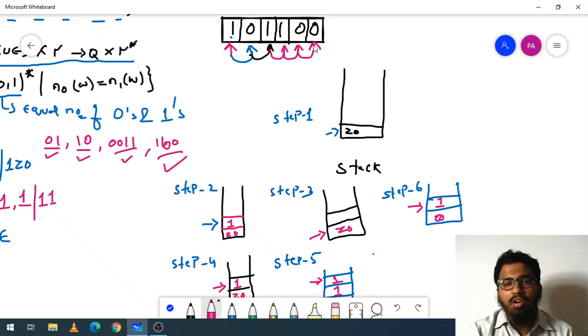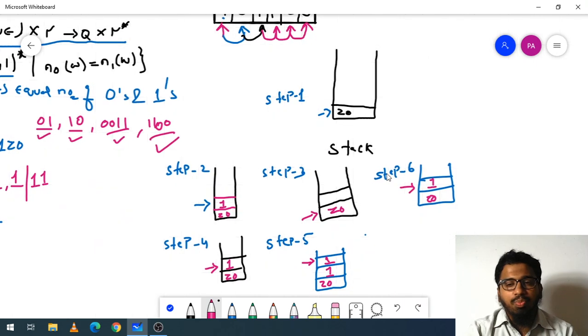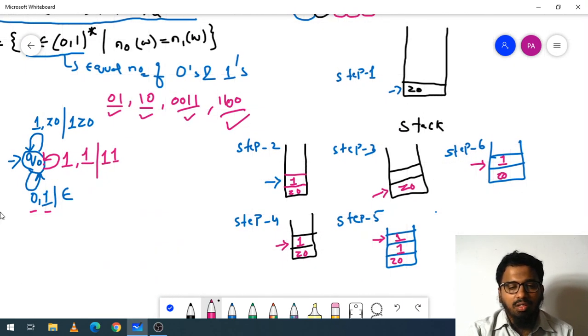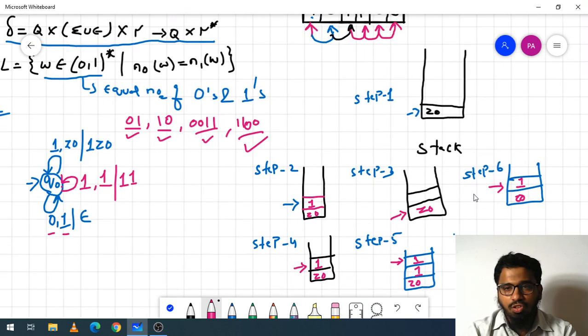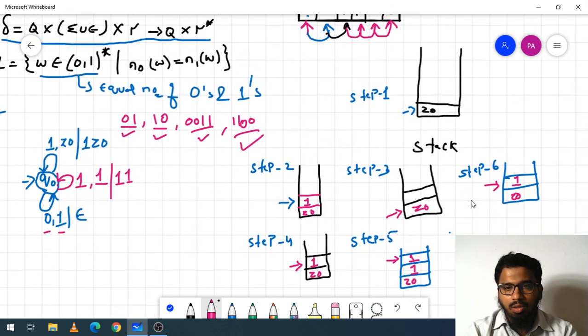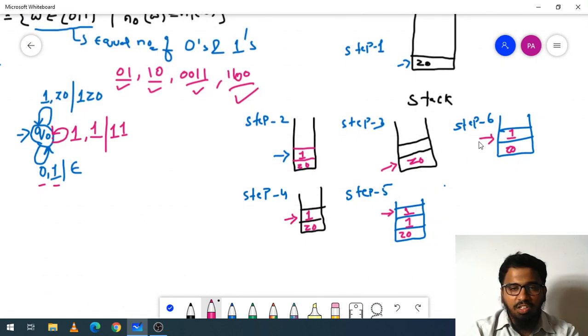Now the next header is moved to the 0. So when we have 0, same thing, 0 comma 1, and the top of the stack is 1. So what do we have now? 0 is the string and 1 is the top of the stack. So 0 comma 1 top of the stack, and we got the epsilon.